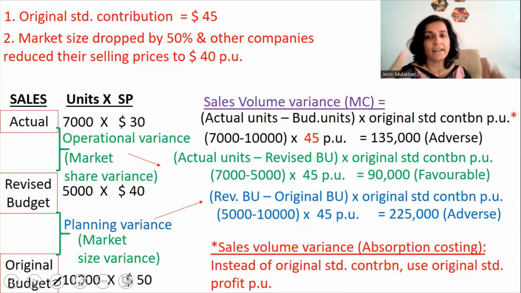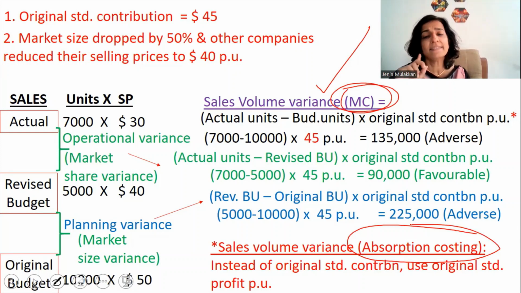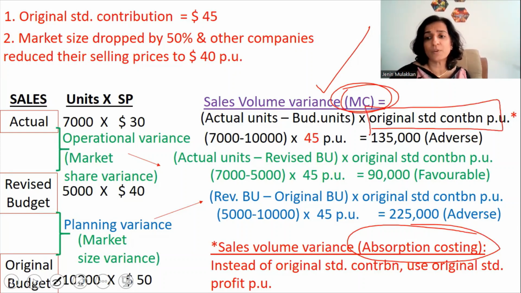And as I already said, what we have done here, the sales volume variance, is according to the marginal costing system. If in the question, it is the absorption costing that the company follows, then immediately substitute the original standard contribution with the original standard profit per unit.